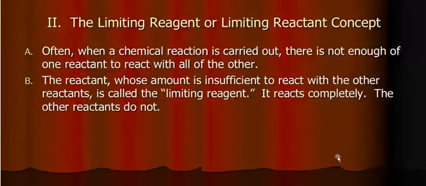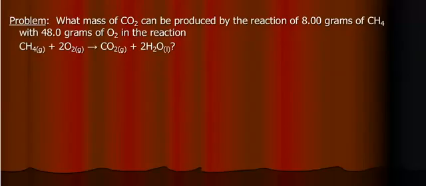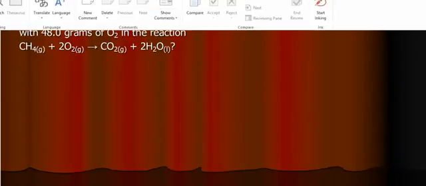Most of the time when a chemical reaction is carried out, there's not enough of one reactant to react with the other. This reactant is called the limiting reagent. It's going to react completely. There's going to be none of the limiting reagent left. The other reactants are present in excess. So let's look at a limiting reagent problem.